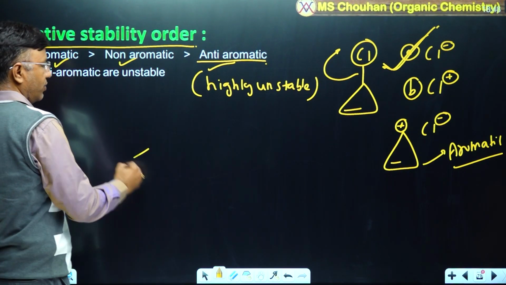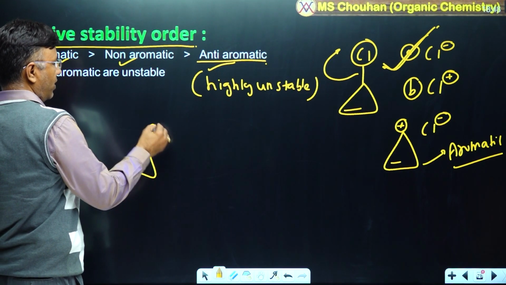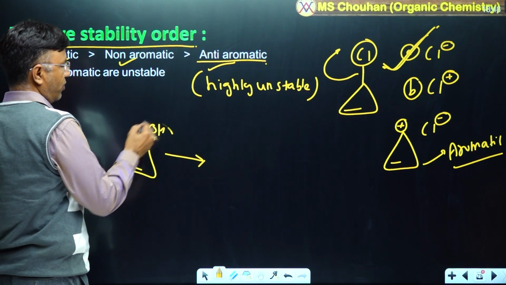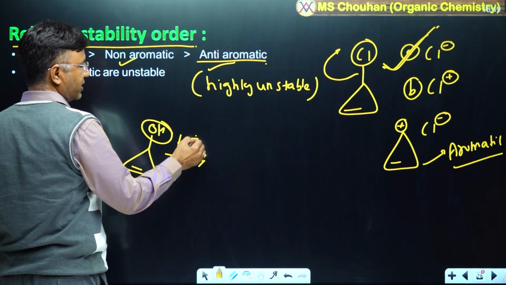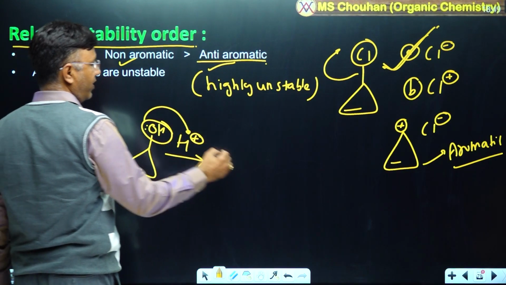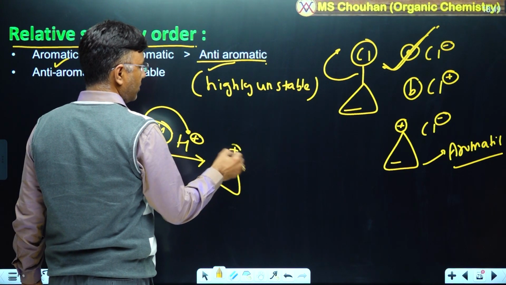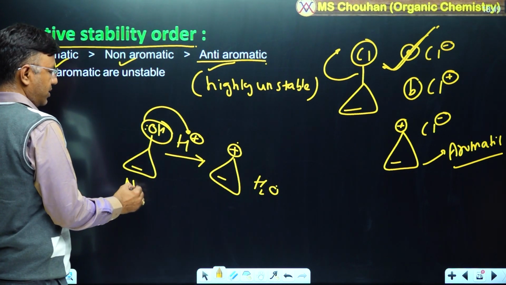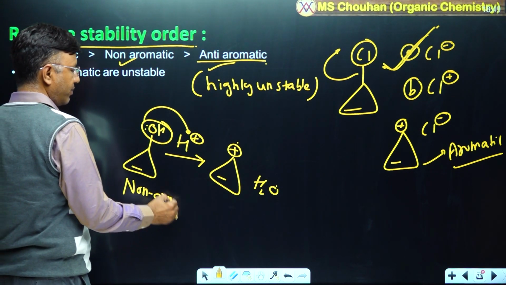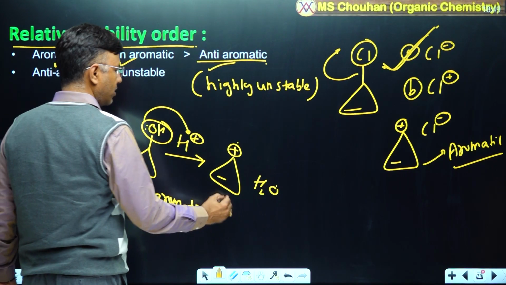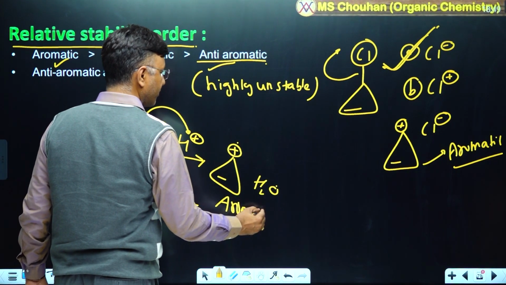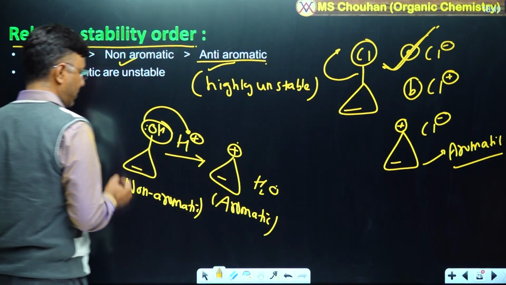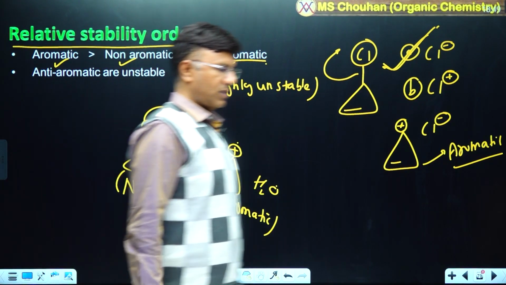Similarly, if I ask you, in this example, OH will liberate in the form of, if I add H plus acid, water will liberate and there is a positive charge. Why? Because this reaction is very easy, because non-aromatic converts into aromatic. Got it?